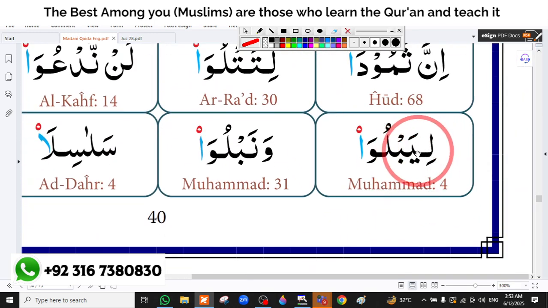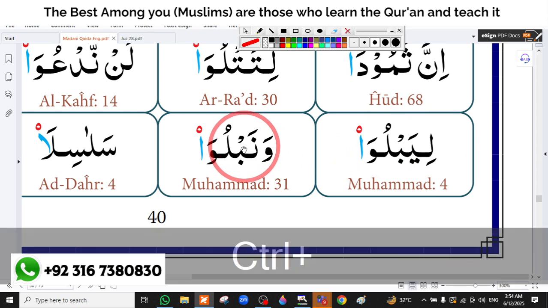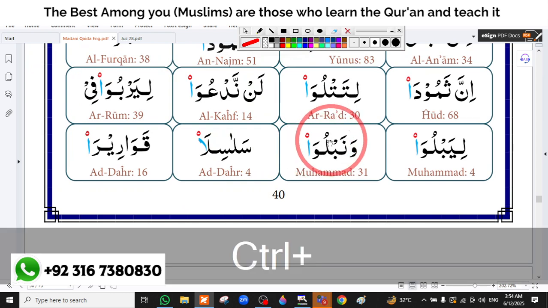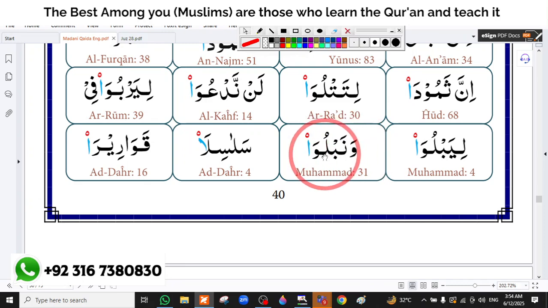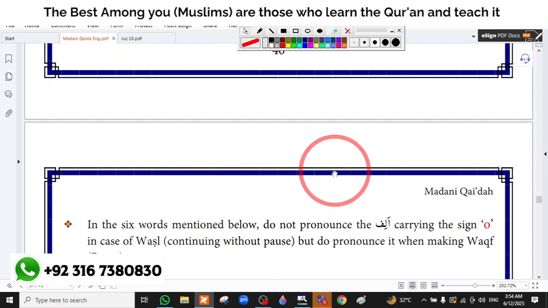Okay, can you read this one too? Liyabluwa. If you look at this letter, this is a letter of qalqala, if you remember. Yes, liyabluwa, mashallah. You can read this one too. Not lula, it's lu. And then what about this one? Say it together. Say again, last time. Yes, good job.